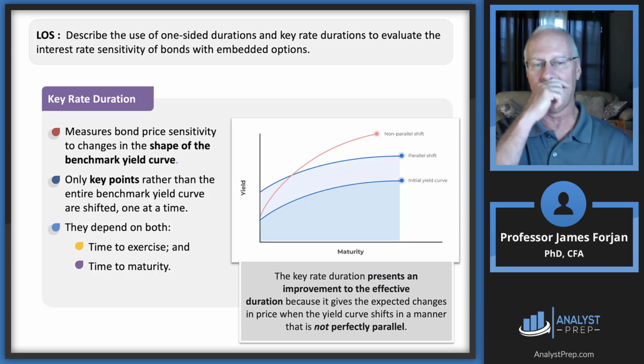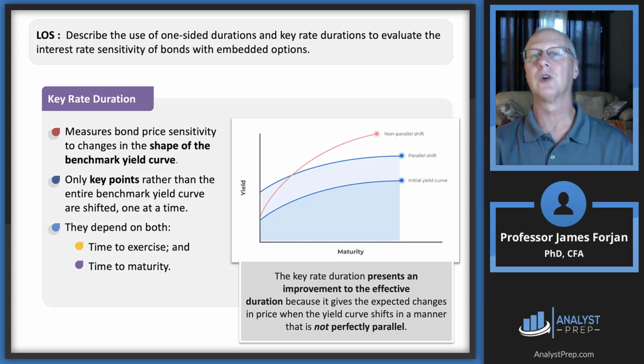And the reason that we shift one at a time is because we're trying to improve on the measure of interest rate risk that effective duration is. Remember, that effective duration was based on parallel shifts. Key rate duration is now going to add some value to our understanding of price and callability or putability when the shifts are not perfectly parallel.